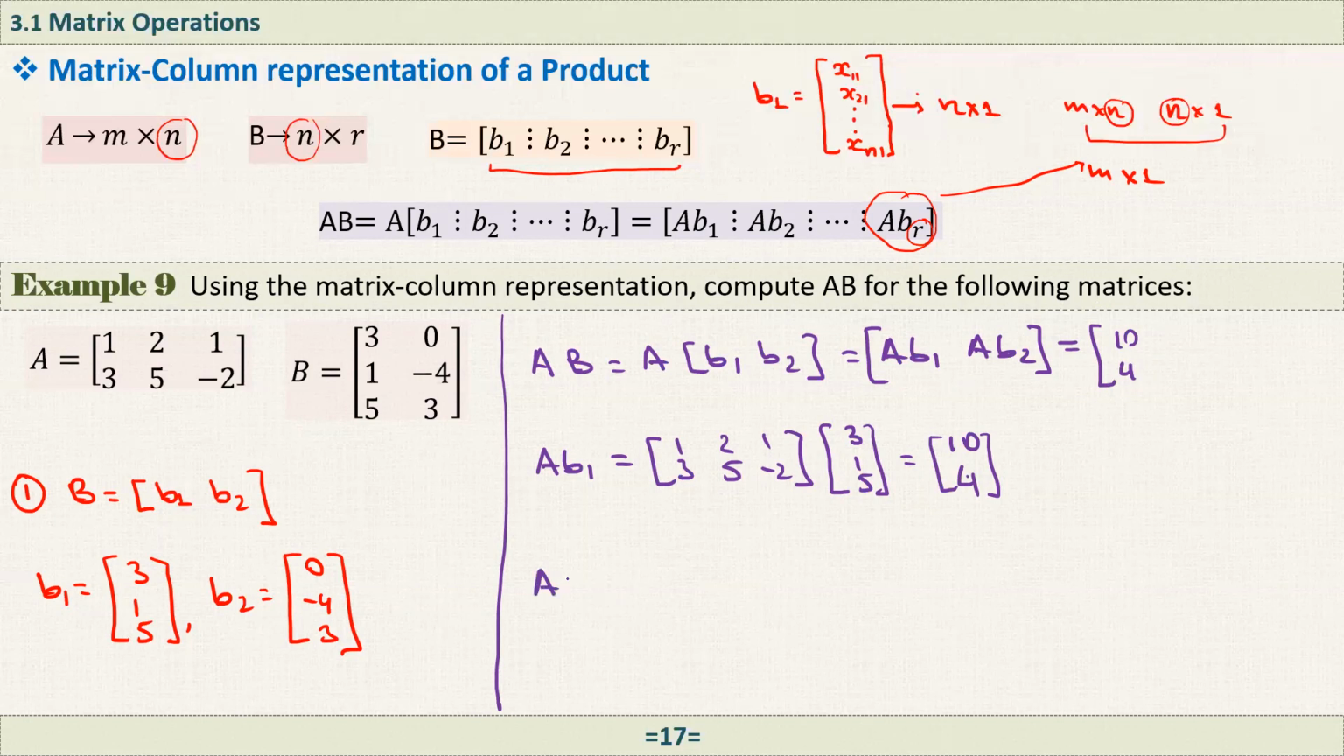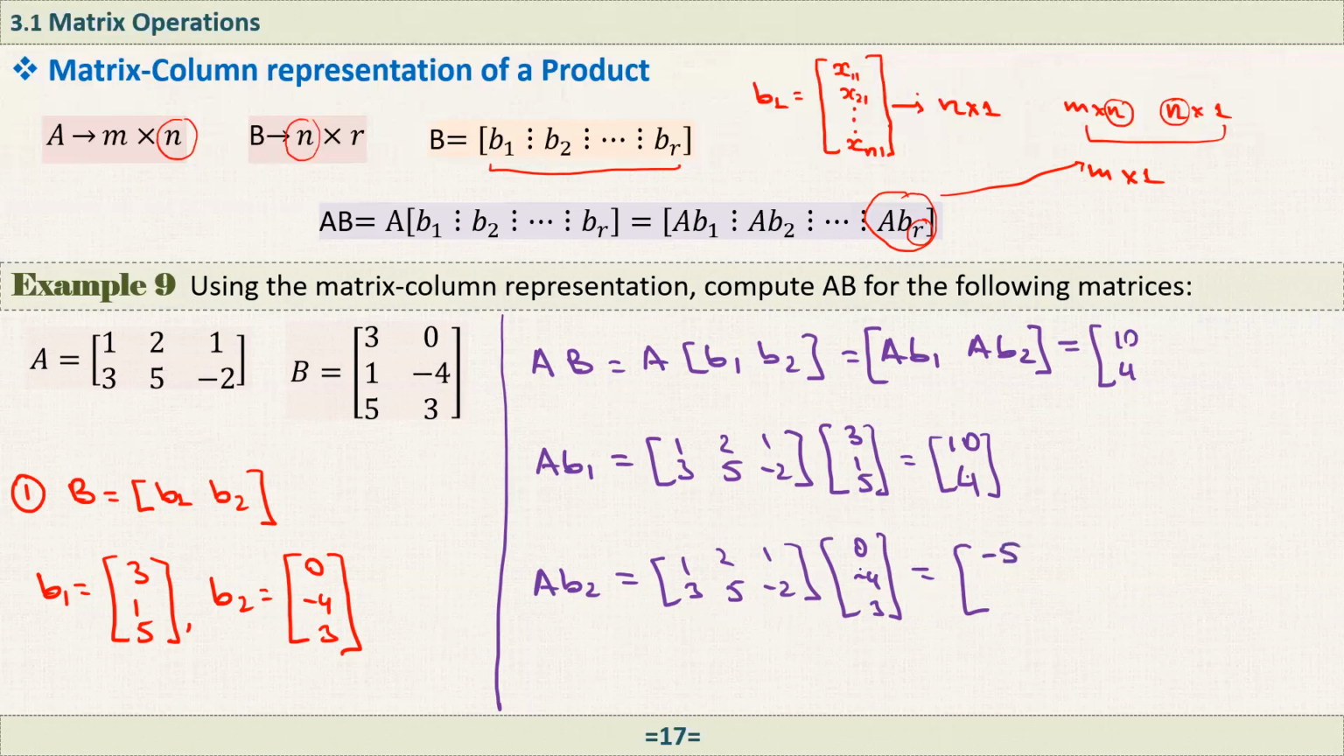To do this, we should multiply A by B2. So A is 1, 3, 2, 5, 1, -2. Actually, B2 is 0, -4, 3. So that is equal to 0 times 1, 0, 2 times -4, -8, plus 3, that is -5.